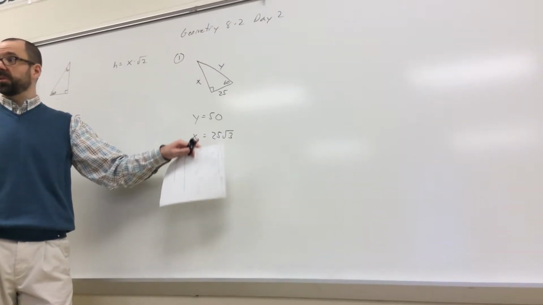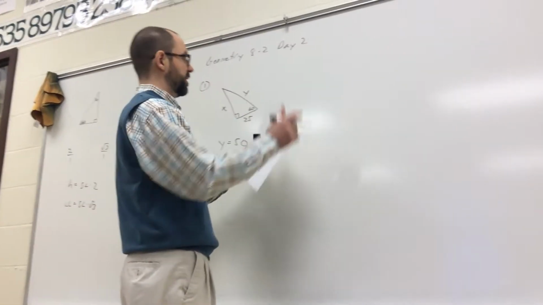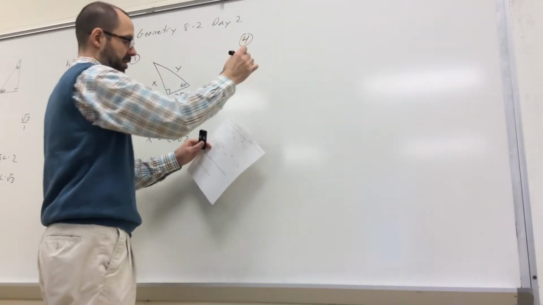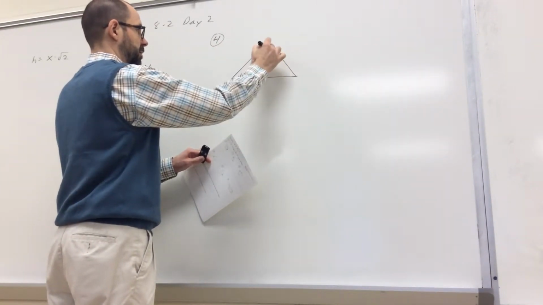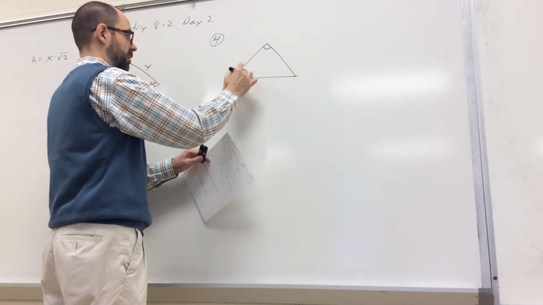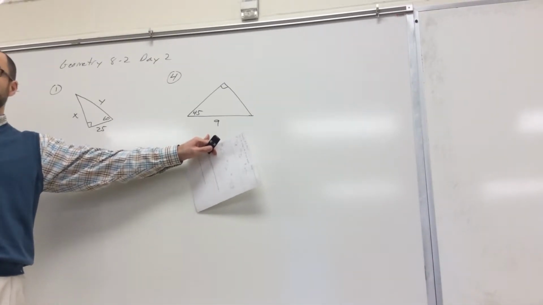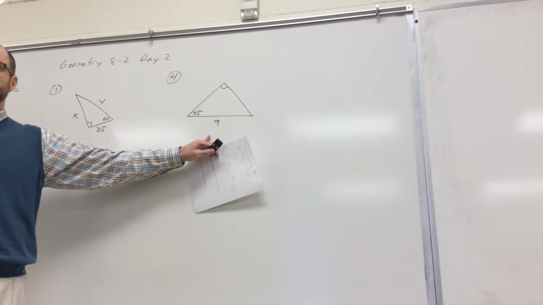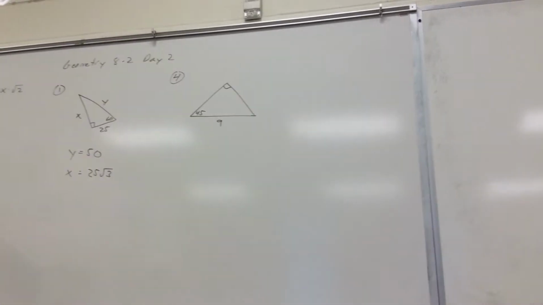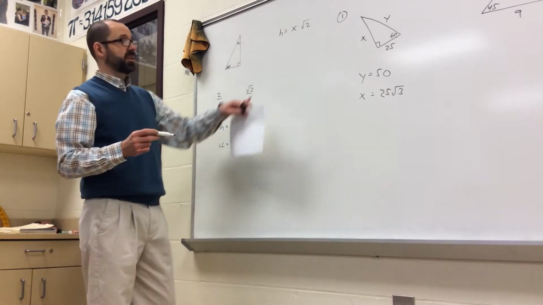Okay, everybody okay with these two numbers? All right. So now I'm going to skip to number 4. And number 4, there's this triangle. So which type of triangle is this? Yes, sir? The 45, 45, 90, right? Okay, so we're not going to use these formulas. These formulas are for the 30, 60, 90. Instead, we're going to use this one.